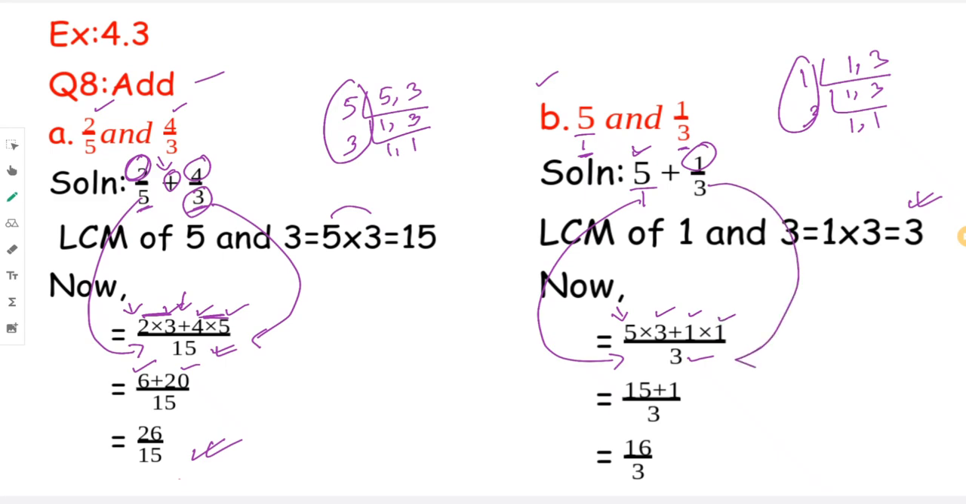If you're done with that, 5 3s are, when I multiply, I'll get 15. 1 1s are 1, right? Then I can see both are plus again, so 15 plus 1 will give me 16, and my answer will be 16 by 3.